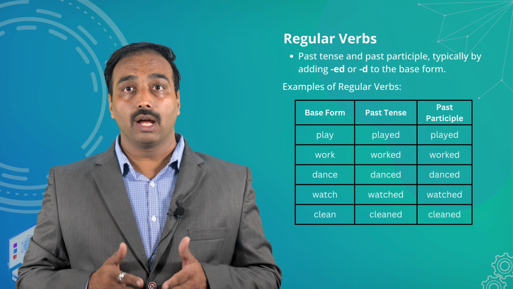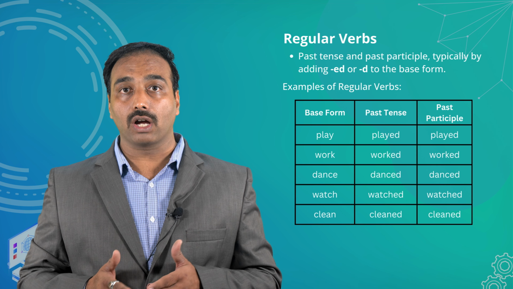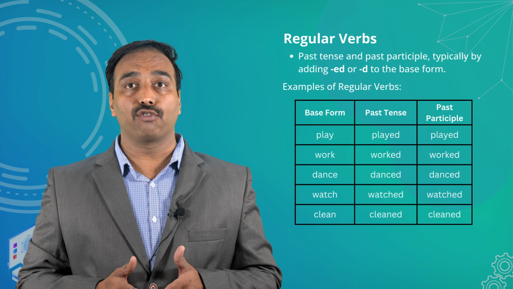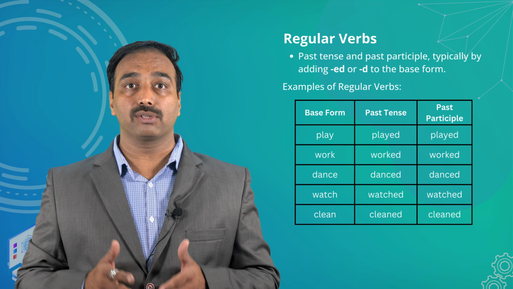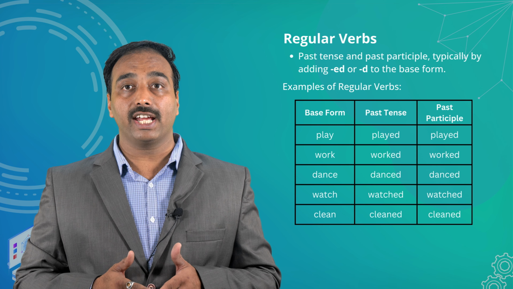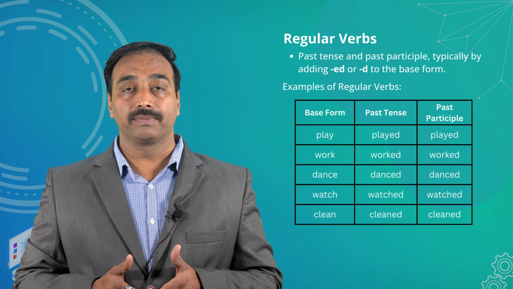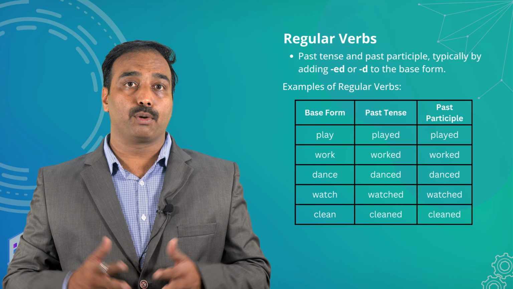This predictability simplifies their usage. Formation rules. Base form ending in a consonant: add -ed. Example, walk becomes walked. Base form ending in e: add -d. Example, love becomes loved. Base form ending in a consonant plus y: change y to i and add -ed. Example, study becomes studied.